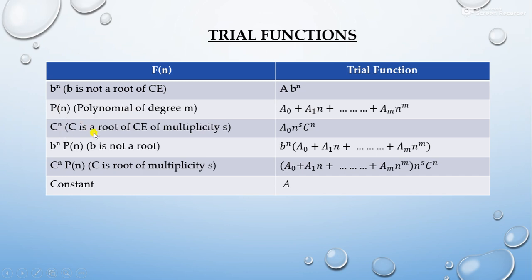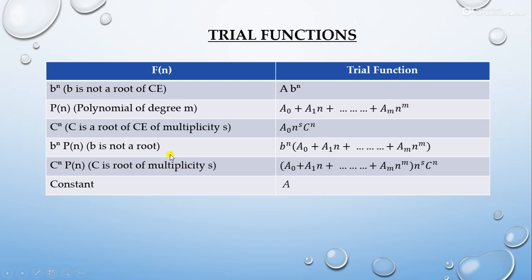Now the third case, if our given function Fn is like c raised to the power n, where c is a root of the characteristic equation of multiplicity s. Multiplicity s means, suppose we find the solution with 2 similar roots, then the multiplicity is 2. So if c is a root of the characteristic equation of multiplicity s, what do we assume as our trial function? We assume our trial function is a0, which is a constant, times n raised to the power s, times c raised to the power n. s is the multiplicity, right?